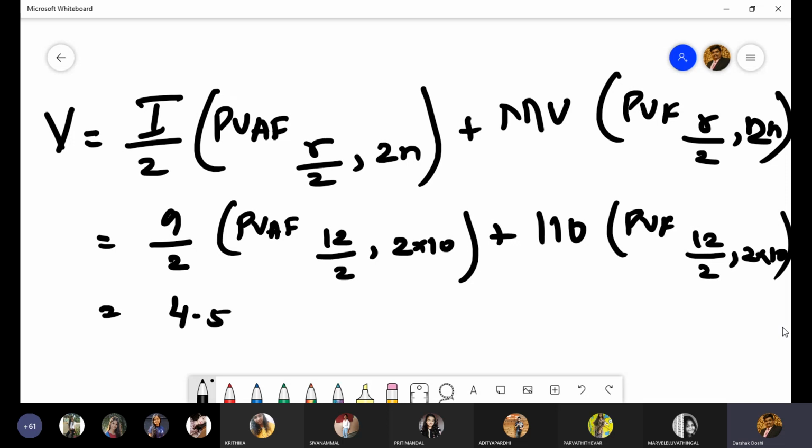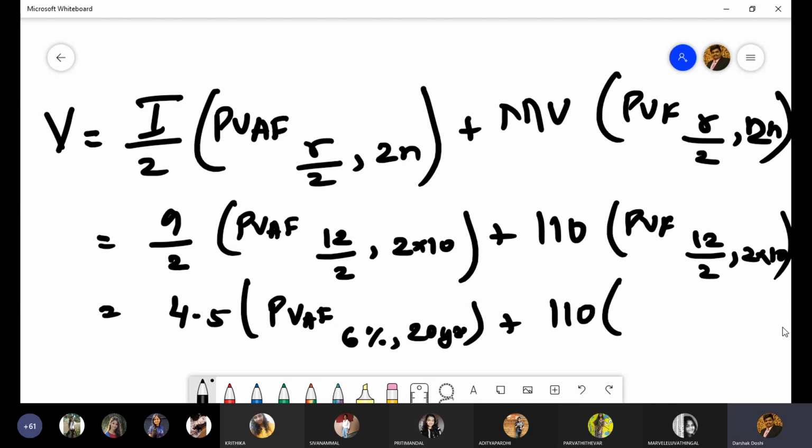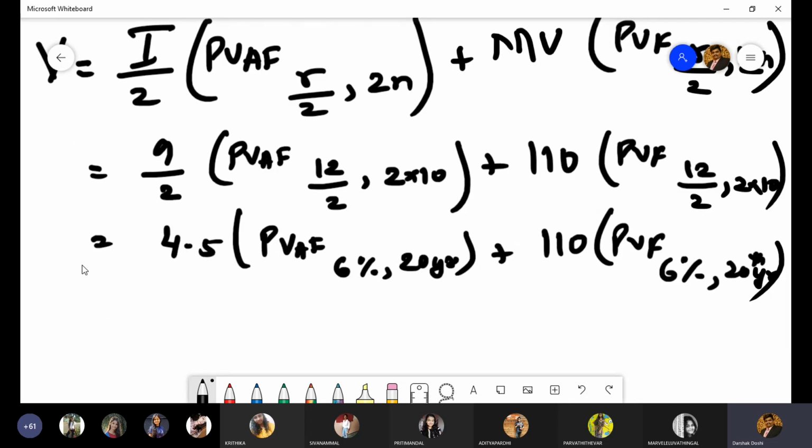It is equal to 4.5 times present value annuity factor for 6% and 20 years, plus 110 into present value factor 6% and 20th year. Find out the values. Now I don't think there will be a problem for you to find the values. Find out the values of present value factor and present value annuity factor.